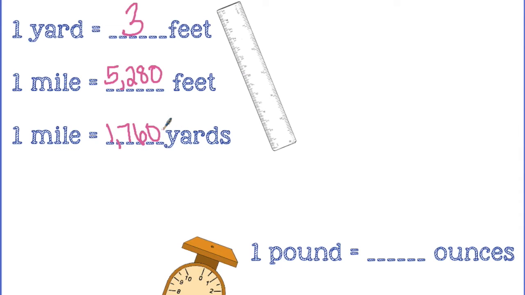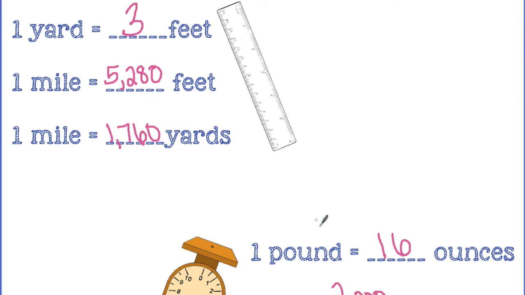All right, and then with weight. Now here's something we have to pay attention to, ounces. Ounces with weight and ounces with capacity are two completely different things. So 1 pound is equal to 16 ounces, and 1 ton is equal to 2,000 pounds.